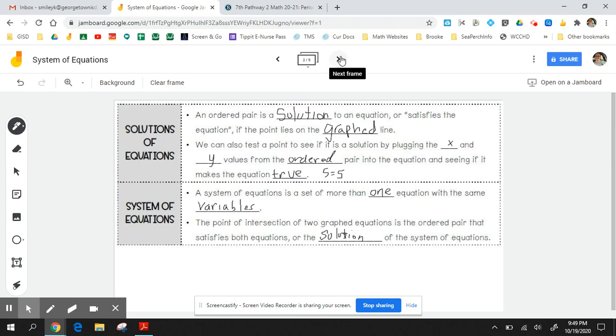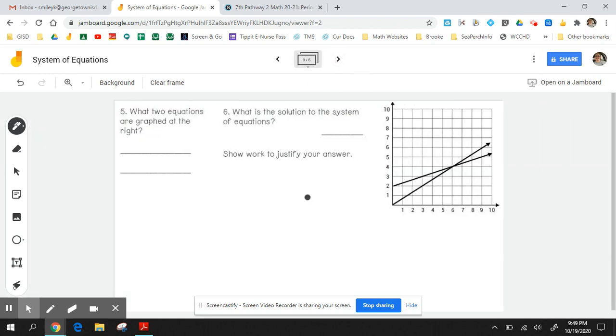Go to the next one. If you need to, pause and write them in if you haven't done that already. All right, number 5 says, what 2 equations are graphed on the right? So we need to take a look.